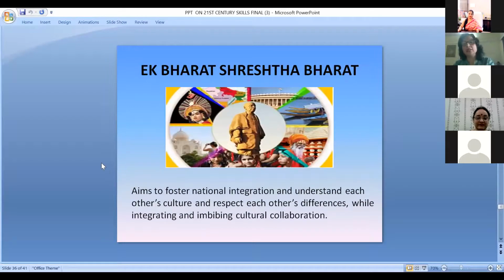Ek Bharat Shresth Bharat, again, this was a government project of Ekta Divas, which aims to foster national integration and understand each other's culture and respect each other's differences while imbibing cultural collaboration. This is something very important in India, especially where multicultural, multilingual people are living together. So in that kind of setting, this cultural collaboration becomes very important for us.